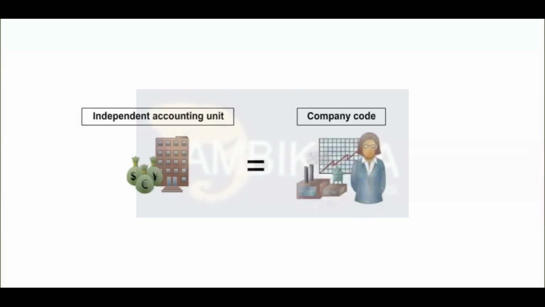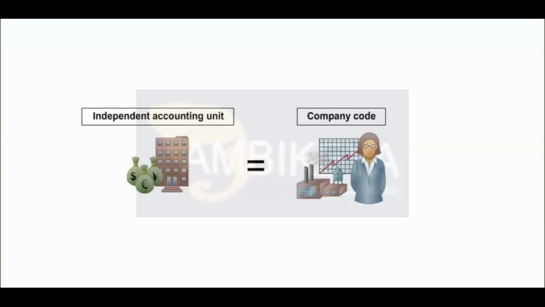A company code is an independent accounting entity, the smallest organizational element for which a complete self-contained set of accounts can be drawn up. An example of a company code is a company within a corporate group. A company code has a unique 4-character key which can be alphanumeric. General ledger accounting is kept at the company code level.